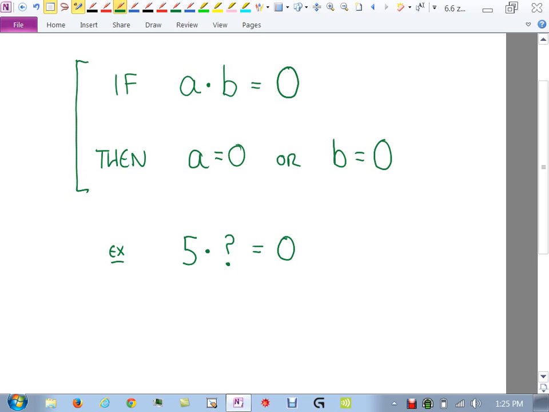There's nothing else that will work, okay? The only number that I can multiply times 5 to get 0 is 0. So that forces me to have to make that 0, doesn't it?